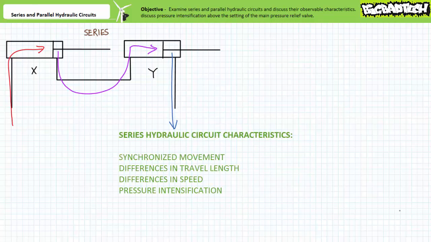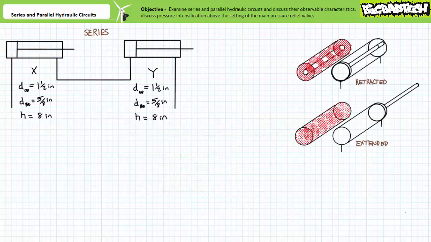The simultaneous extension, retraction, and stopping of multiple cylinder rods can be put to use in such applications as leveling or centering and holding an applied load. While simultaneous actuation is advantageous, series circuits come with complications, notably differences in travel length, actuation speed, and pressure intensification, all of which must be taken into consideration. Let's first discuss differences in travel length and actuation speed for series hydraulic circuits.